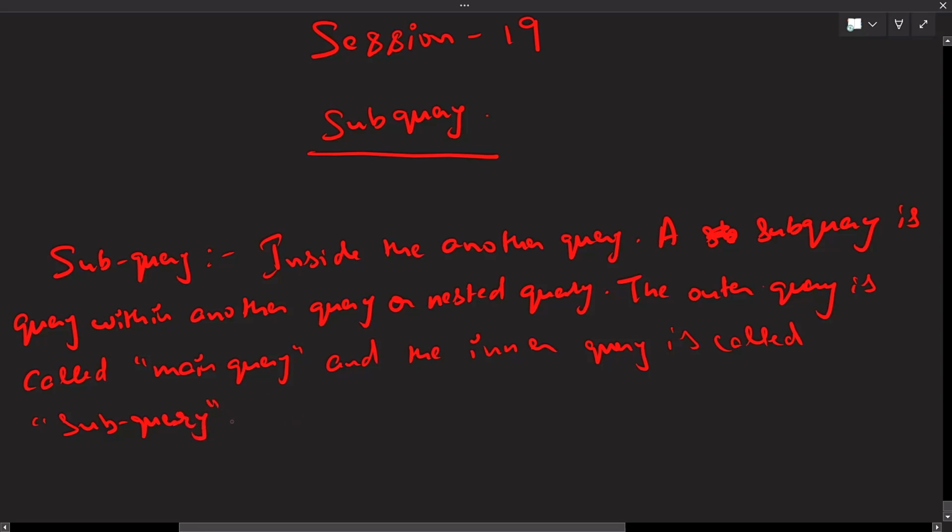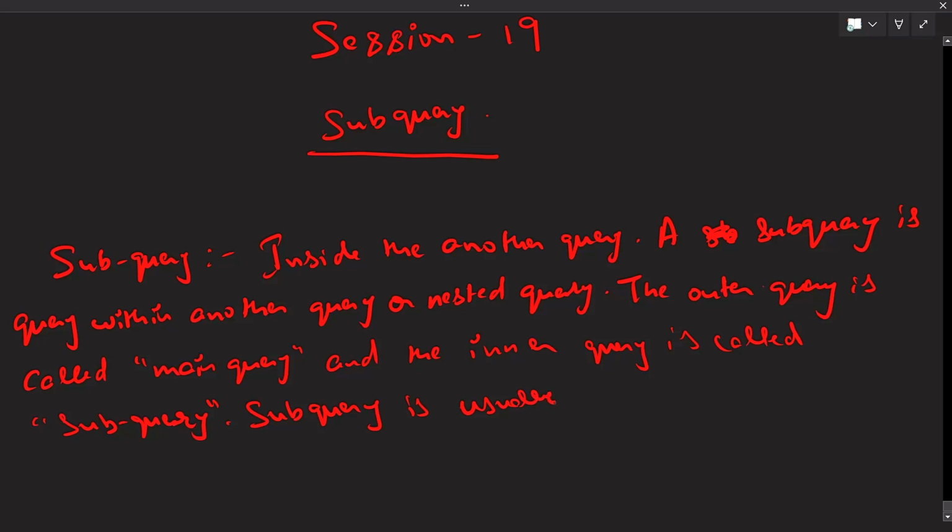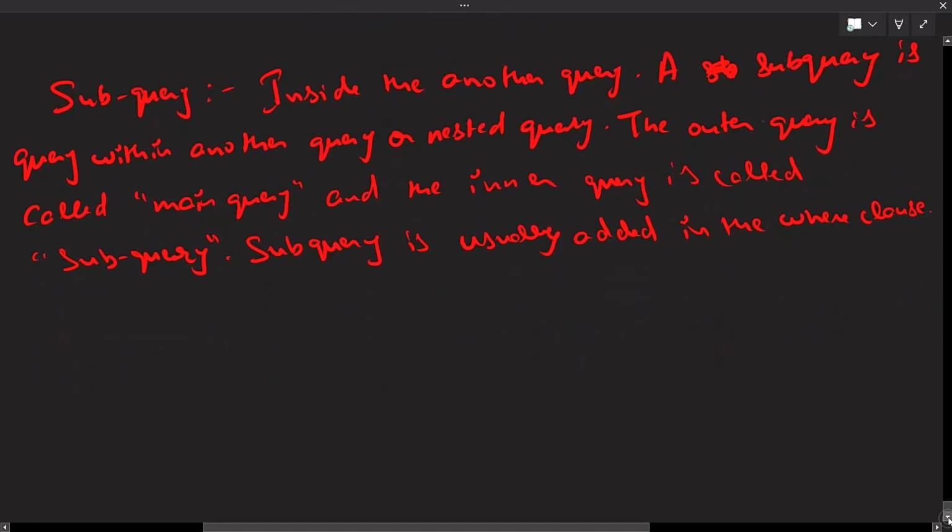And where can the subquery be added? A subquery is usually, or always I would say, added in the where clause of this equal statement, right? And it is basically used when you want to search for anything in the select clause, right? Now let me show you the syntax.